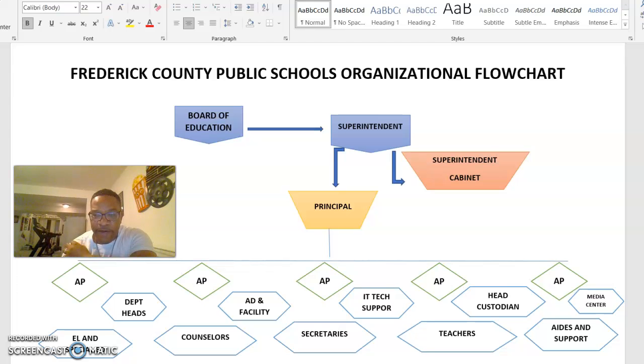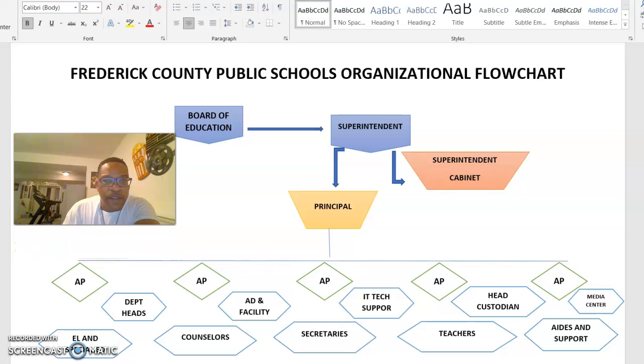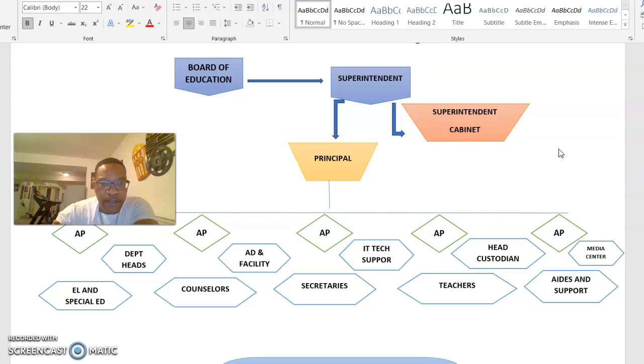And we have our media center folks. We got our IT tech and support folks. We got other aides and support staff, our teachers, secretaries, counselors, our EL, special ed department. We also have a resident officer and a school nurse at our campus. And we also have the student body right below all of that.